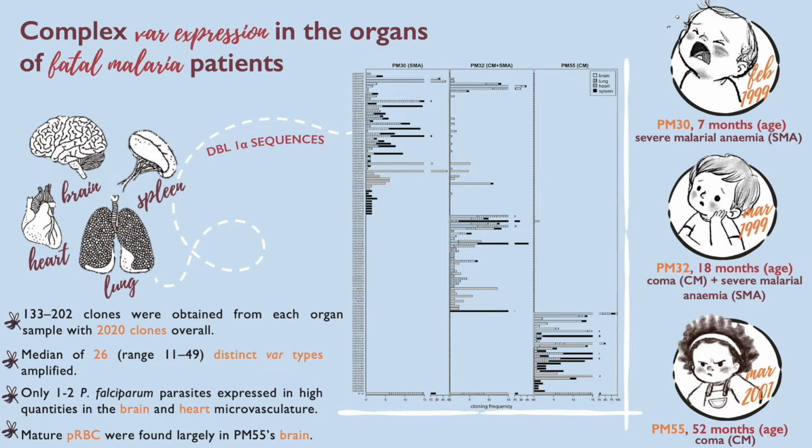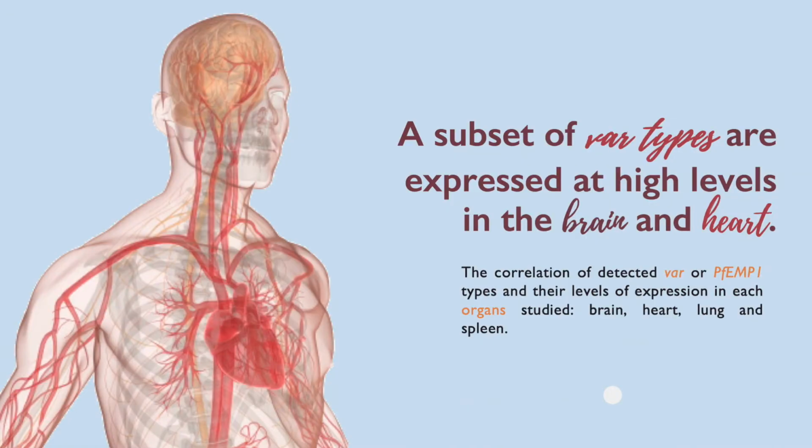In the present study, researchers identified 3 patients with 3 different cases of fatal pediatric malaria. DBL1 alpha sequences were amplified from the brain, heart, lung, and spleen of the 3 patients. Each organ of the 3 patients had a median of 26 distinct VAR types. 1 to 2 are expressed in high quantities in the brain and heart. Mature PRBC were not found in PM55 lung, heart, or spleen, but they were found in large numbers in the brain. A subset of VAR types are expressed at high levels in the brain and heart.